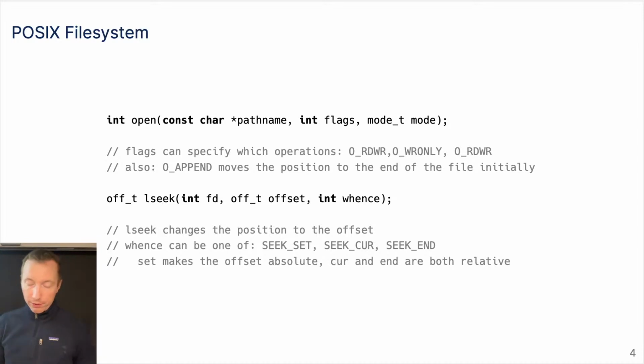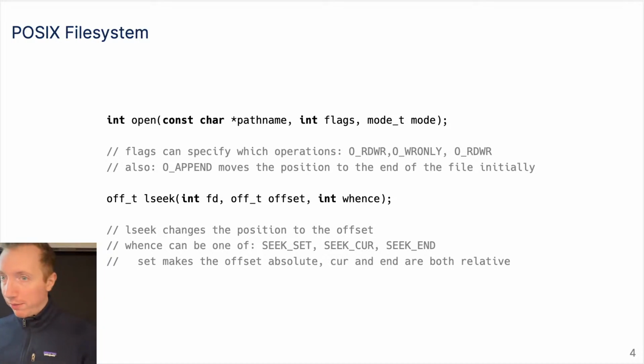So the first call we're all familiar with is the open system call that takes a path name, some flags, and then a mode. By default, the position starts at the beginning of the file. So if you read from it, you read starting at the beginning of the file and it updates the position. And if you write to it, it would start writing at the beginning of the file, maybe overwriting some stuff.